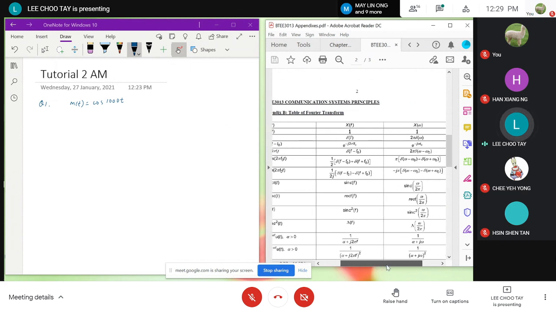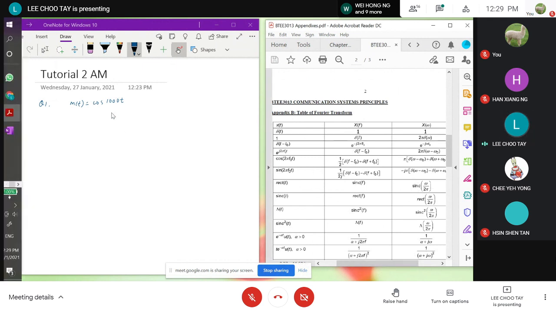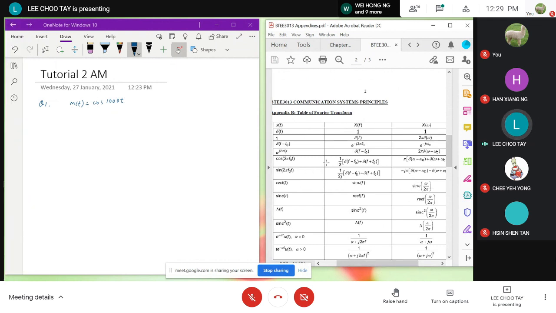So we have a cosine signal. In the appendix, the cosine signal is given in the form of A cos 2 pi f naught t, or you can write it as cos omega t. To find the Fourier transform, you have two options: you can find it in f, the linear frequency, or in omega, the angular frequency.